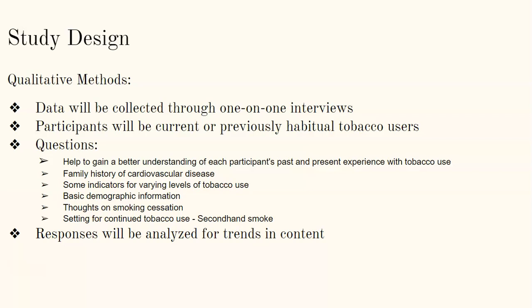Some indicators for various levels of tobacco use. Basic demographic information will be collected and compared. The individual's ideas on smoking cessation, the setting in which they use tobacco, and the level of exposure that they give the public or the individual's family to secondhand smoke. And these responses will be analyzed for trends in content.